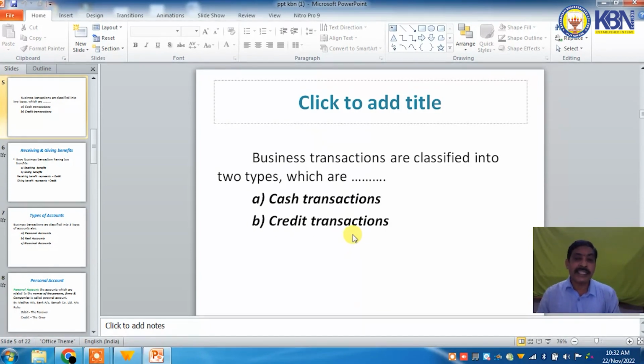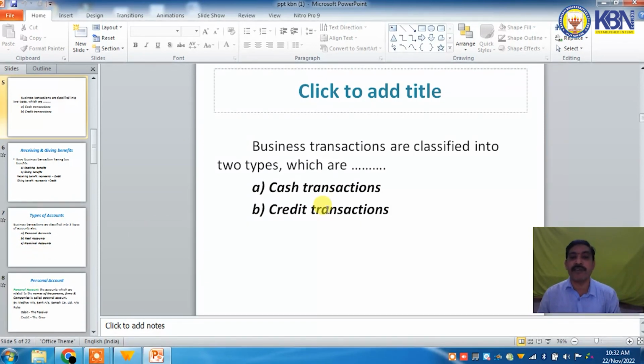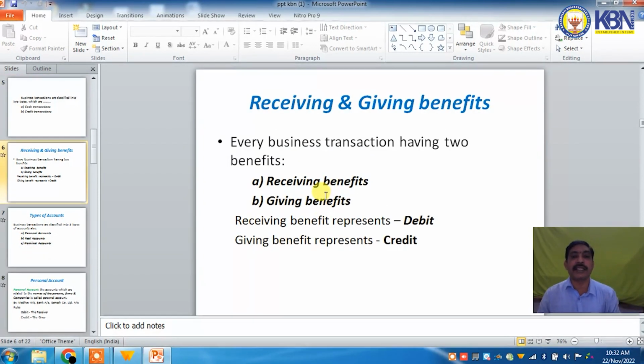Whether the transaction is a cash transaction or a credit transaction, every transaction has two benefits, that is receiving benefit and giving benefit. The receiving benefit of a transaction is called debit and the giving benefit of a transaction is called credit.